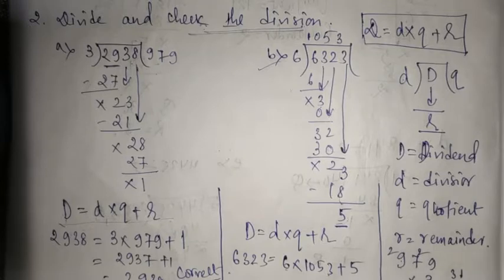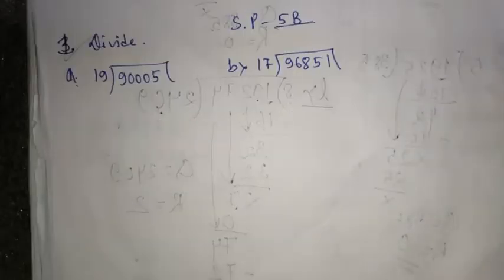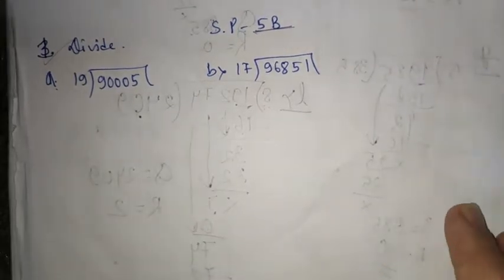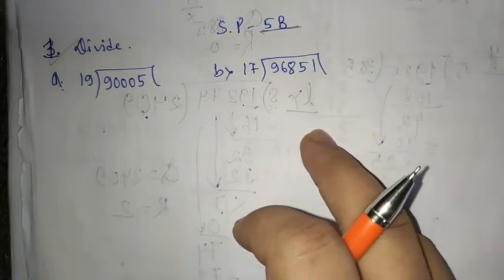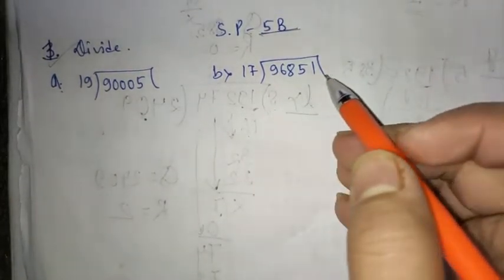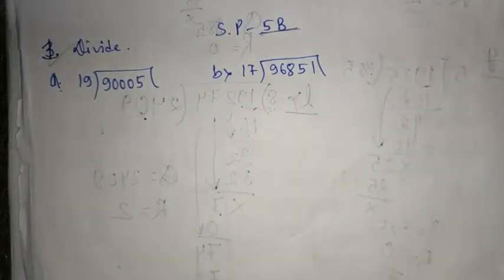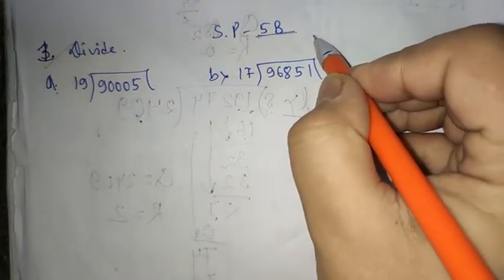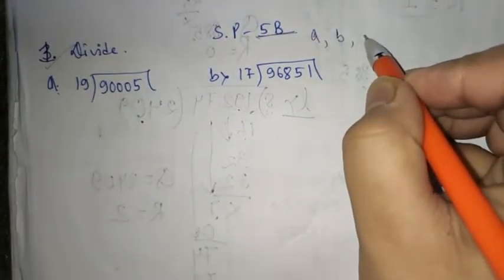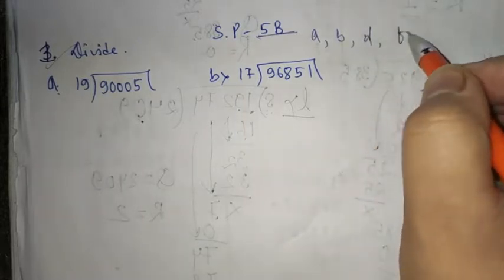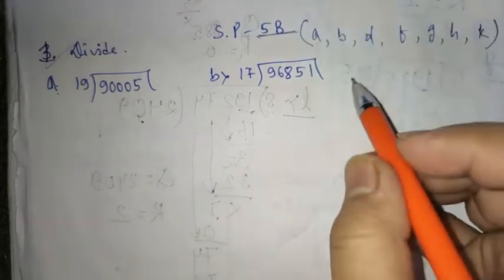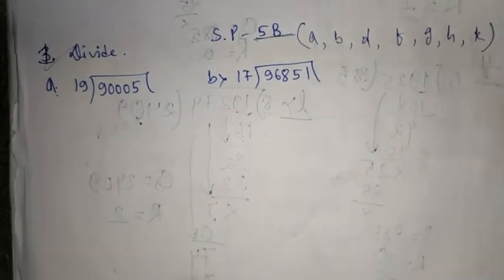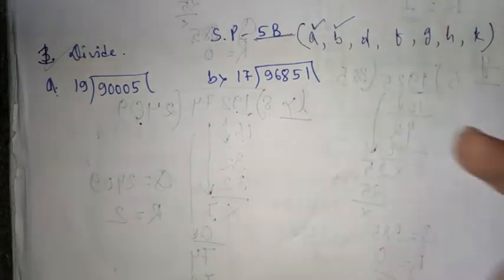So now let us proceed to self practice 5B. Here we have self practice 5B, question number 1. We are going to solve only 2 questions from here, A and B, for today. Let me write the parts: A, B, D, F, G, H and K. This is all we are going to solve from self practice 5B. For now today only we are going to do A and B.